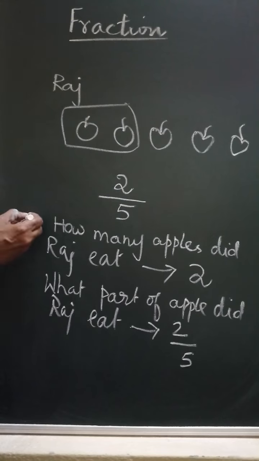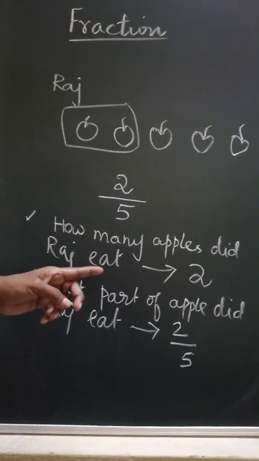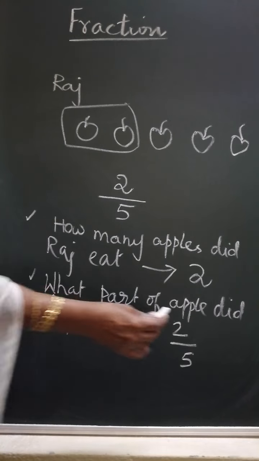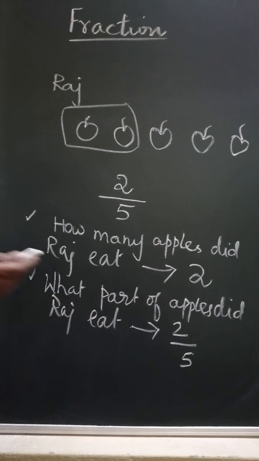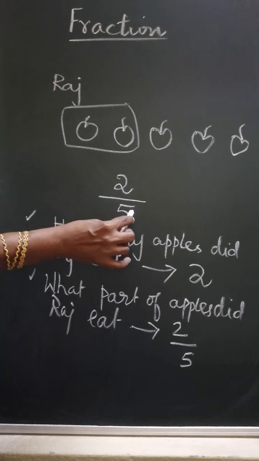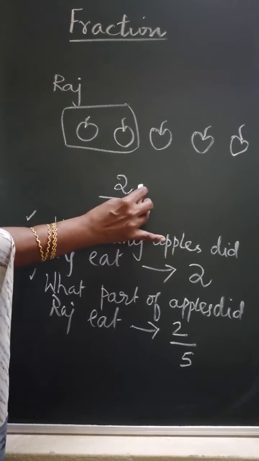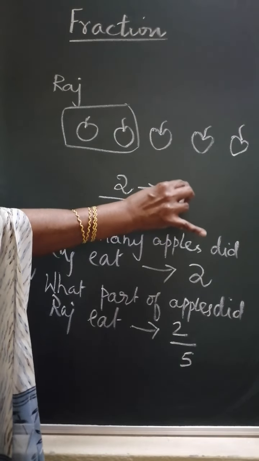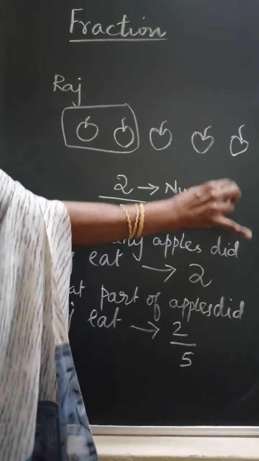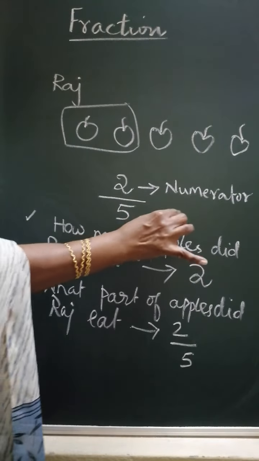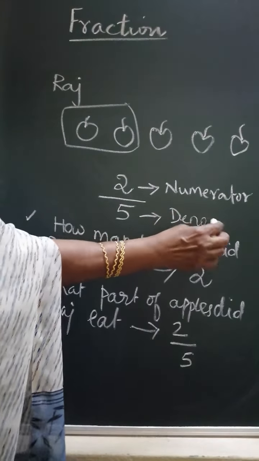You should understand the difference between these two. How many apples did Raj eat means he ate 2 apples. And what part of the apples did Raj eat means he had 2 by 5 of the whole. Here 5 is the whole and 2 is the part he got. So this is the numerator and 5 is the denominator.